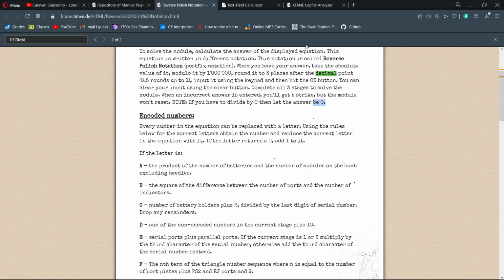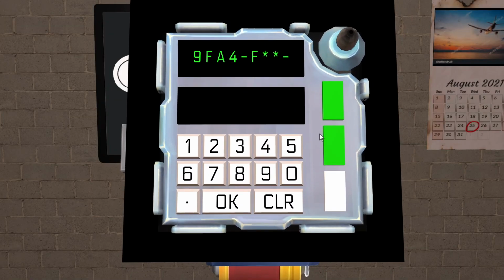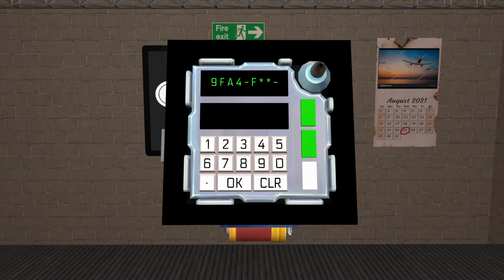So, let that be a lesson to you. Don't memorize this manual. But okay, let's just input the number of 0. There we go. And let me just get rid of that. Okay.